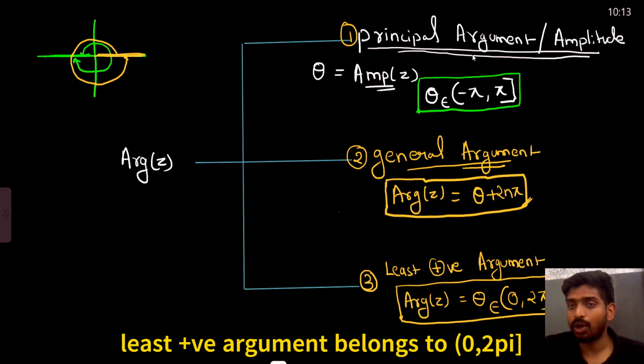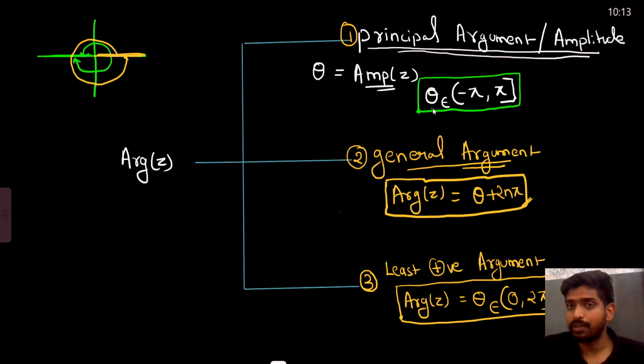So we studied the fourth thing. Whenever they are asking principal argument, or if they are asking amplitude, both are same. We have to give the answer from minus 180 degree to plus 180 degree. Minus 180 degree excluded, plus 180 degree included. Whenever they are asking general argument, we will find the amplitude or principal argument, and then we will add the 2n pi factor. And that n here is any integer. Now least positive argument, whenever they are asking least positive argument, you have to give the answer from 0 to 360 degree. 0 excluded, 360 degree included.